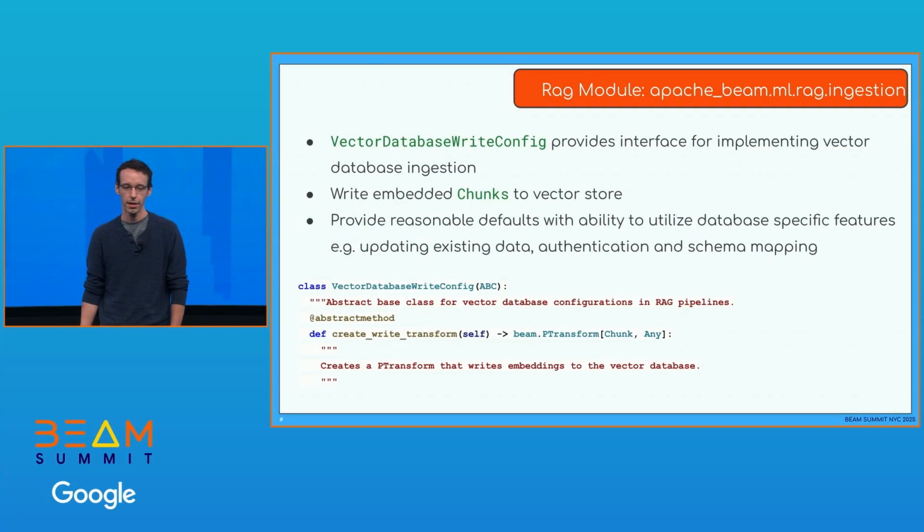The next piece: now that we have generated embeddings, we need a way to ingest them. So the ingestion namespace defines an interface for implementing the transform to write to any vector database. The only requirement is they process chunks, and the result of this transform is that your chunks, along with embeddings, are written to a vector database.